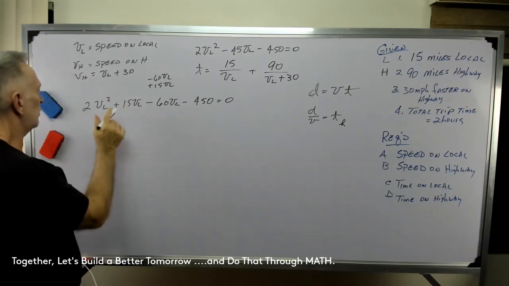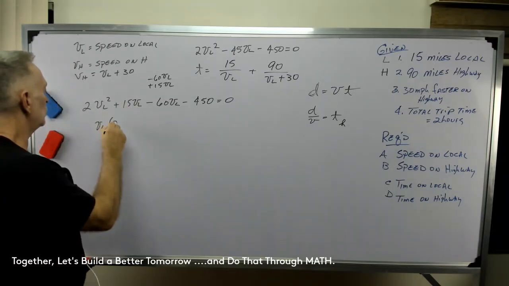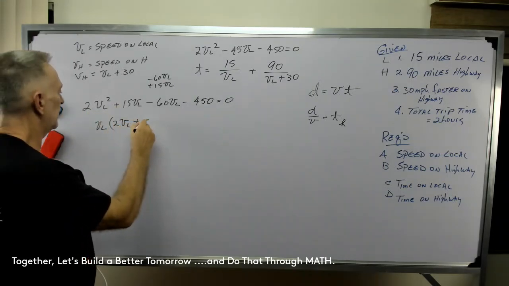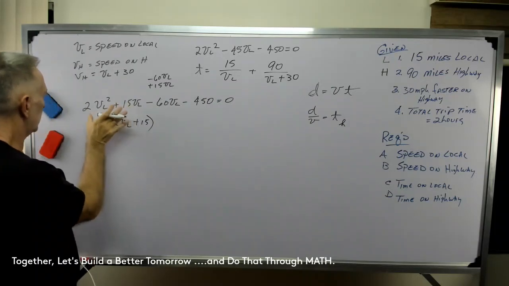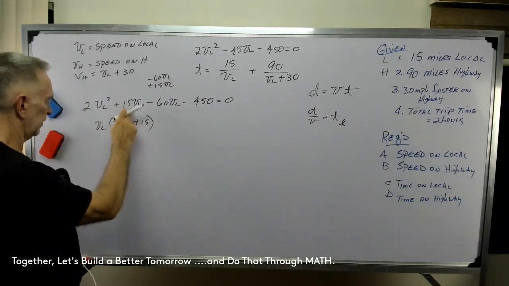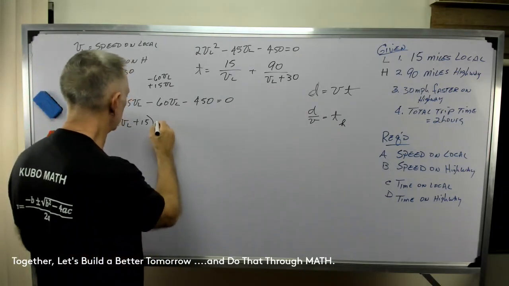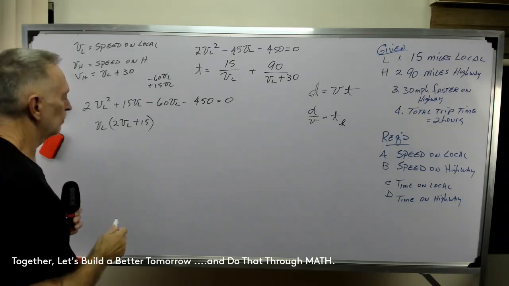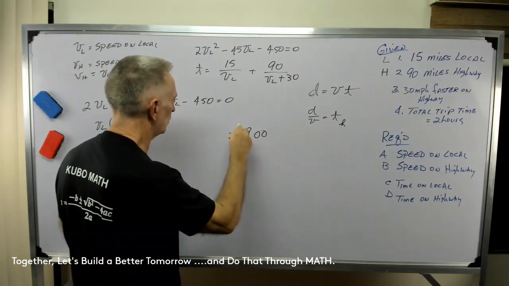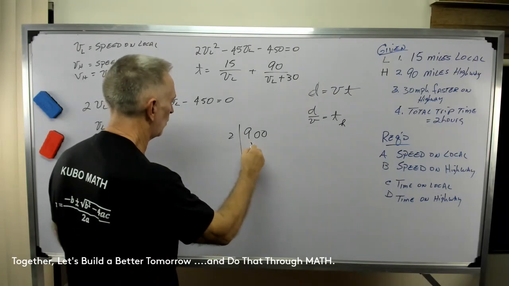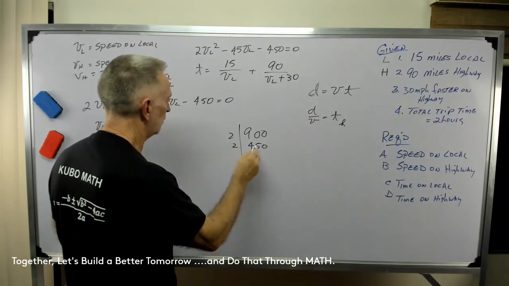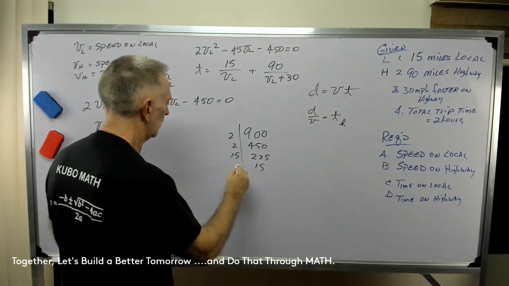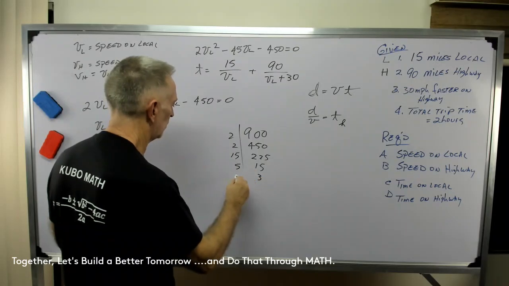So I'm factoring out v sub L. 2 times v sub L would give me 2 v sub L squared, plus 15. That would give me the 2 v sub L squared plus 15 v sub L. I shouldn't have erased my factors here. I should have left those. I wanted to show you something: that's 450, and 450 divided by 2 is 225. That left me the 15, 5, which gave me a 3.